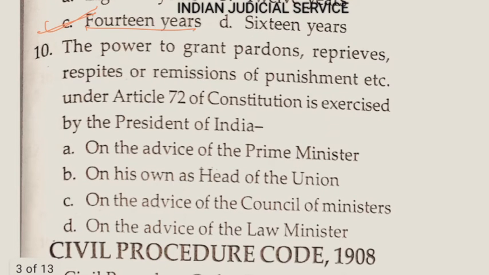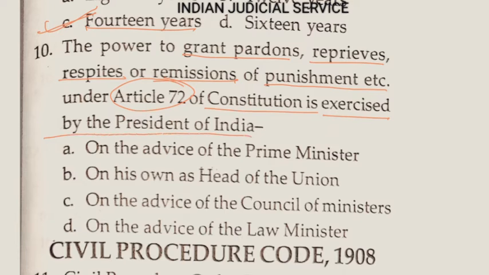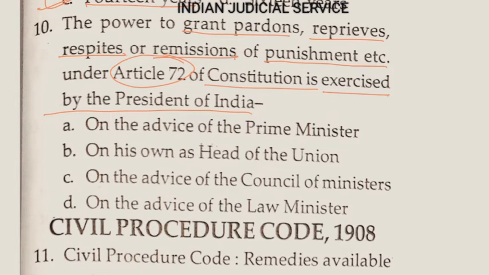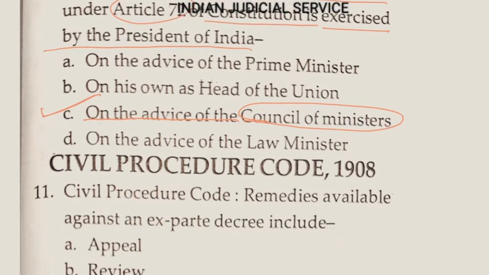Now question number 10. The power to grant pardon, respite or remission of punishment, etc., under Article 72 of the Constitution is exercised by the President of India on the advice of the Council of Ministers. So the answer here is option C.